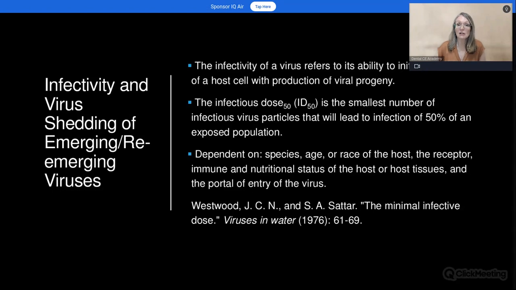So this is dependent upon what? Species, age, or race of the host, the receptor, the immune and nutritional status or the constitutional status of the host or host tissues, and the portal of entry of the virus.